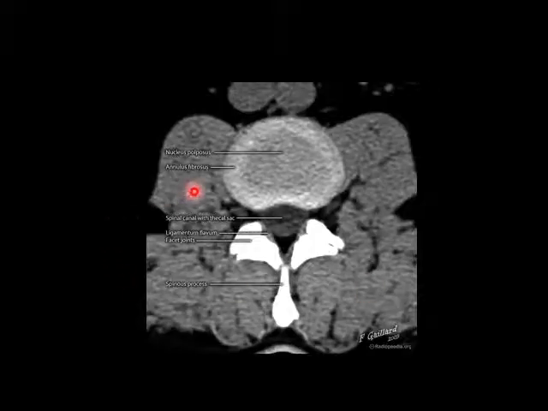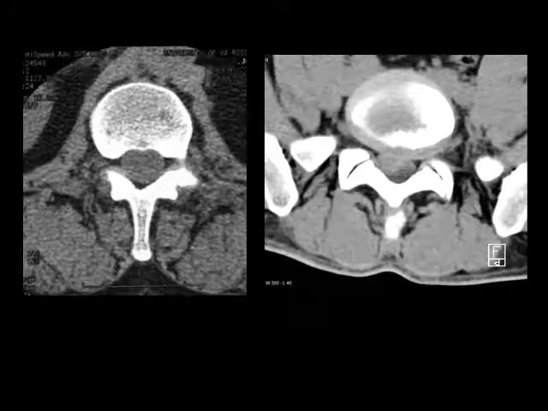In the CT, the same. We can see this is the level of the disc, the facet joints, pedicles, ligamentum flavum, thecal sac, and this is the peridural and perineural fat surrounding the exiting nerve roots and the thecal sac, and these are the paraspinal muscles. Again, in CT, facet joints, the disc, foramina, thecal sac, okay.